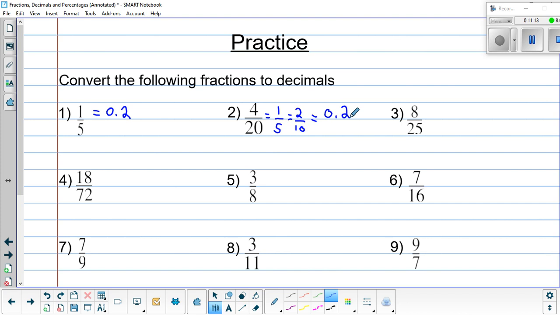8 over 25. Well, that's the same thing as saying 32 over 100, which is 0.32. Next, we have 18 over 72. So I see that as being, I can divide that by 9, just to give me something simpler. Sometimes you might know off the top of your head. So 72 over 9 is 8, which is 1/4, which is 0.25.